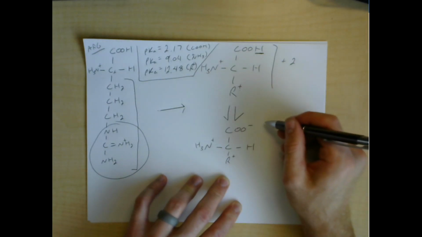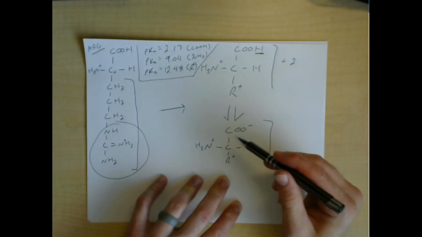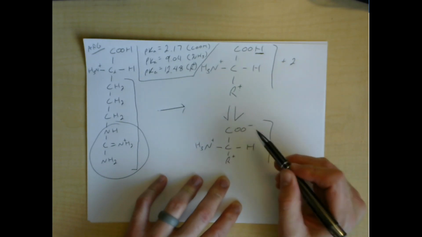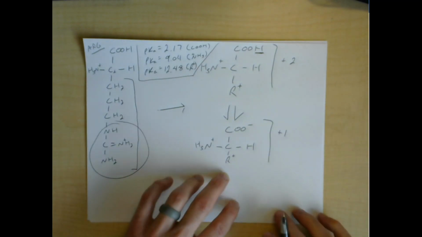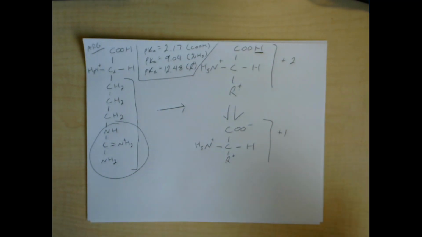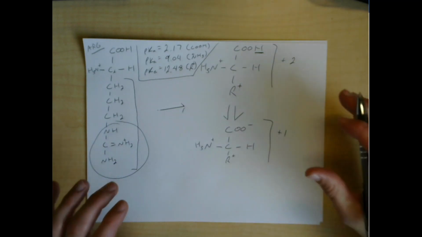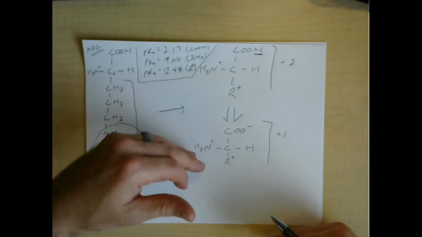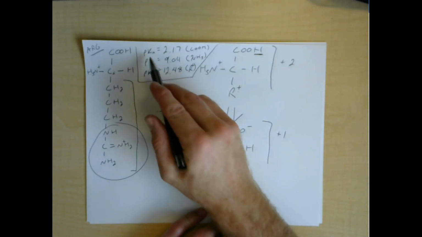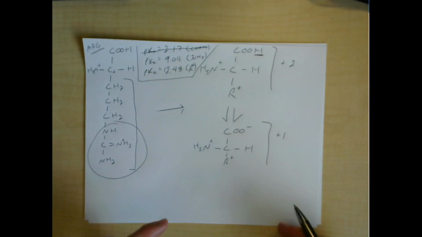Okay, now I have a +1 charge. So -1, +1, +1, overall, +1. Okay, so I'm almost there. But one thing I can already say, because now I have my +1, the next is going to be my 0 state, is that the pKa for my carboxylic acid is not going to be used to calculate my isoelectric point.